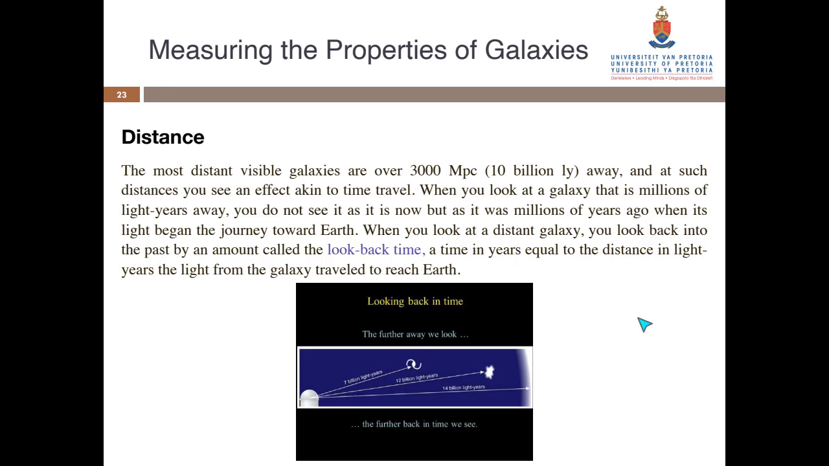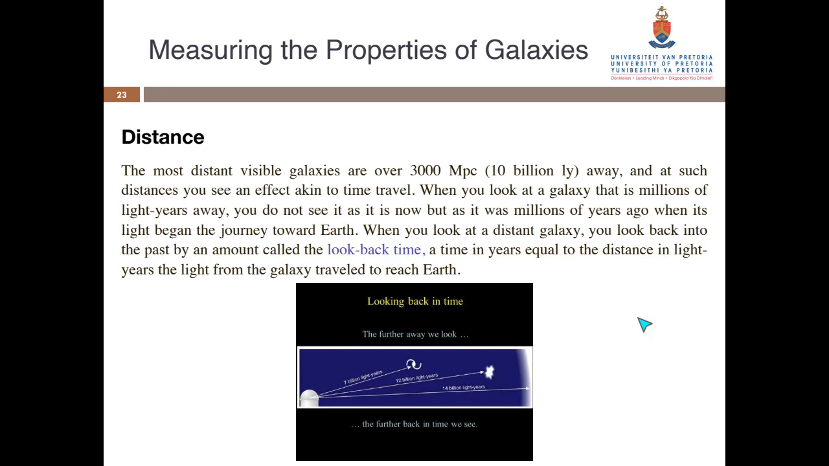With look back time, we can use a better example. How far is the sun from Earth? That's 1 AU, yes. And if you put AU in light minutes, it's 8 light minutes. That means it takes light from the sun 8 minutes to reach Earth, so we're seeing it as it was 8 minutes ago.